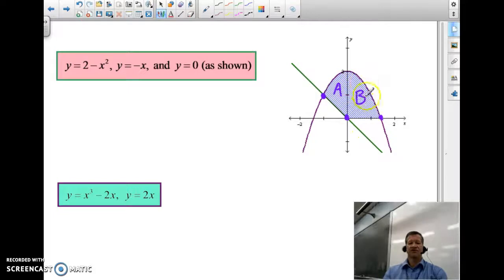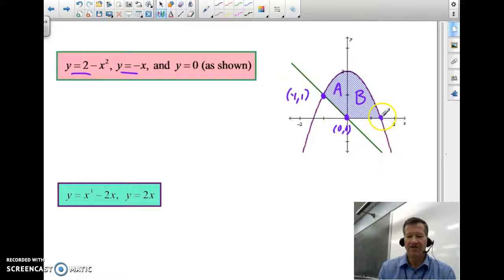To find this total area, I need to split up this region. I can't use one integral to find this whole thing. I have to use one integral to find region A and one to find region B, and then add them together. So these two graphs are crossing at negative 1, 1. That's the intersection of these two graphs. If you put negative 1 in, you'll get 1. Then they come down and they cross at the origin.